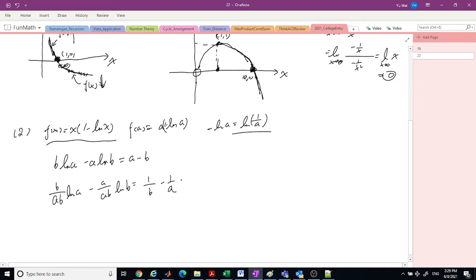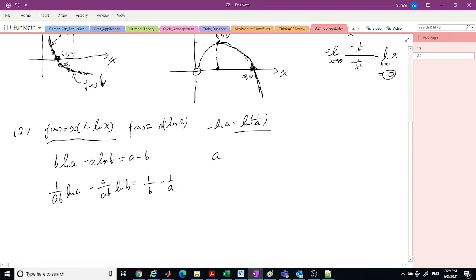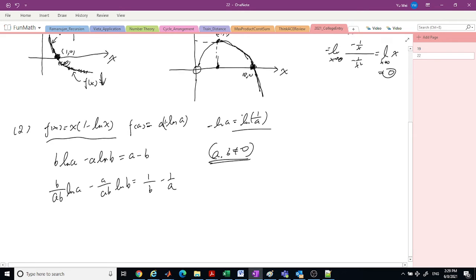Okay, because both a and b cannot be 0, right? The 0 is already excluded in our definition. Now if you have this, you can see it's 1 over log a, right? Then it's log a. Let's take out the negative sign. This is 1 over log b, right? Let's keep the positive sign. Equal to 1 over b minus 1 over a.